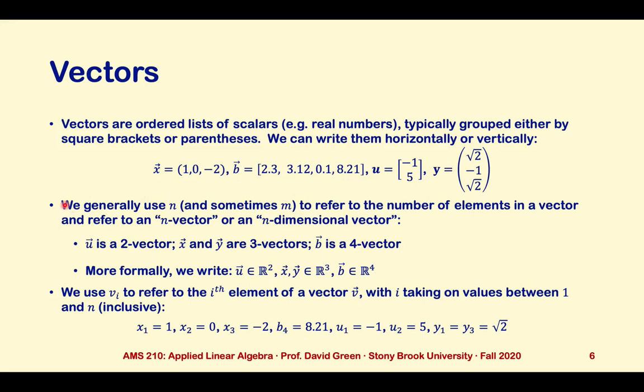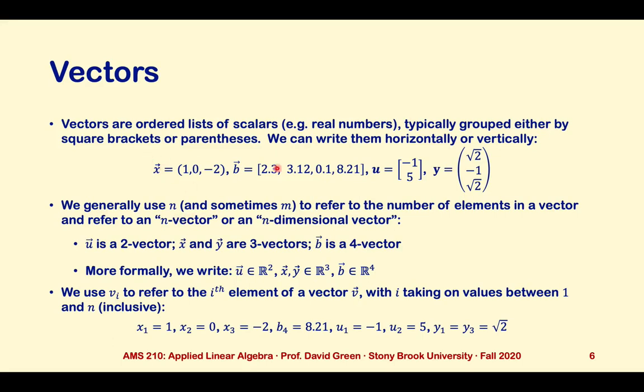We usually use symbols like M or N to refer to the number of elements in a vector, or just a number itself, an integer. And we'll just refer to an n vector or an n-dimensional vector, generally substituting n with an actual number where it makes sense.